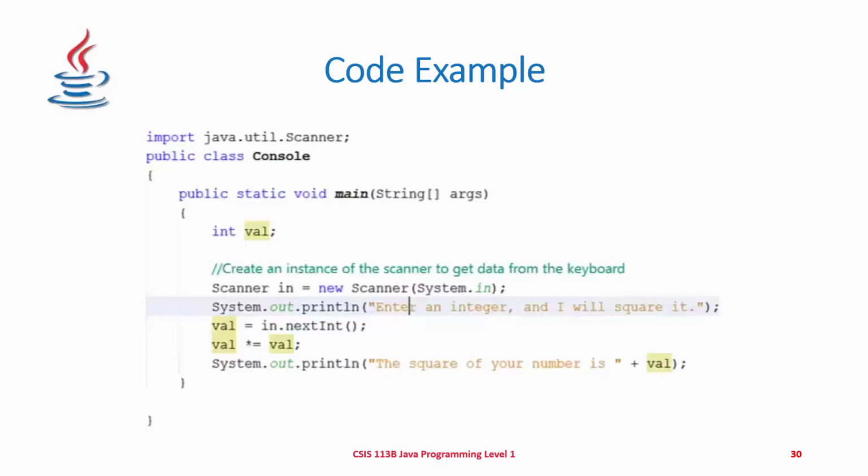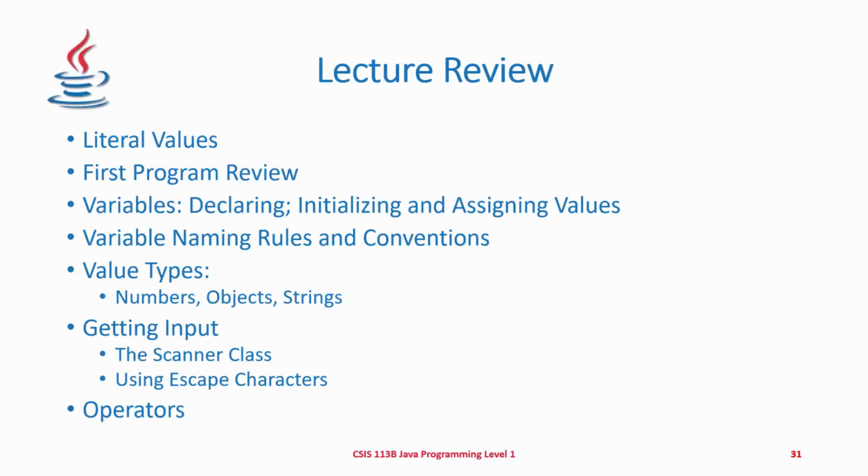And then we just output the results with the println statement. The square of your number is, and then we concatenate to that string the contents of val. Now val is an integer, but just know that when we use println, it'll automatically convert that integer value to a string as it is concatenated to the existing string on the left there.